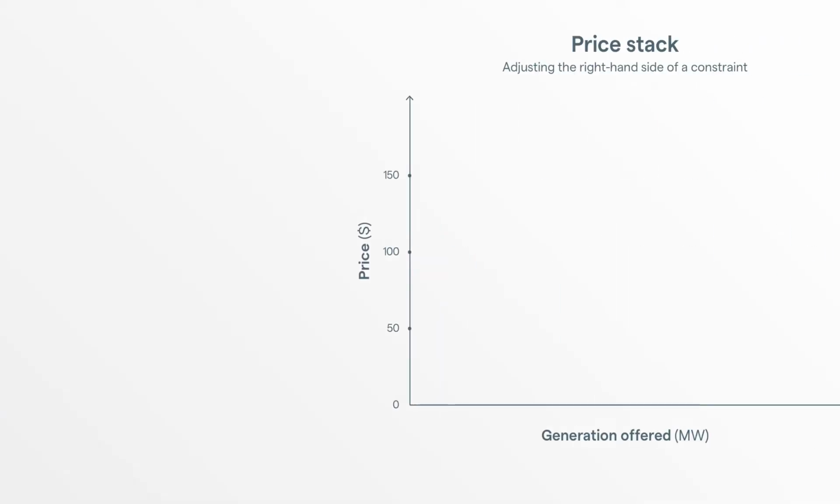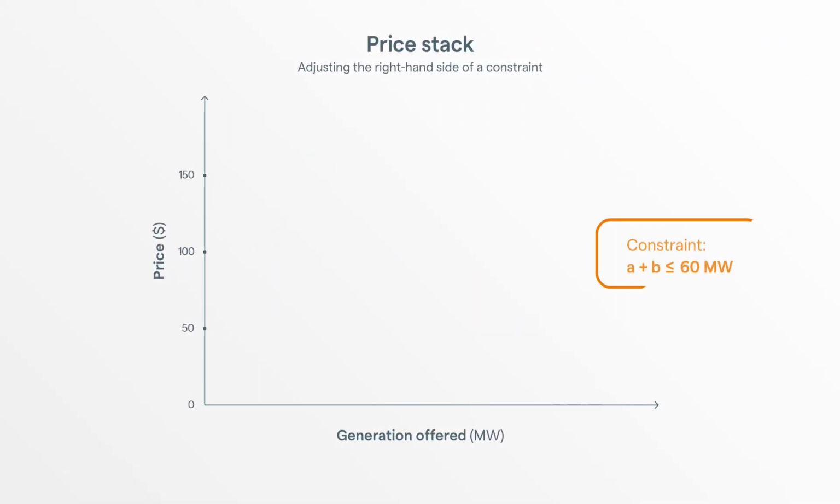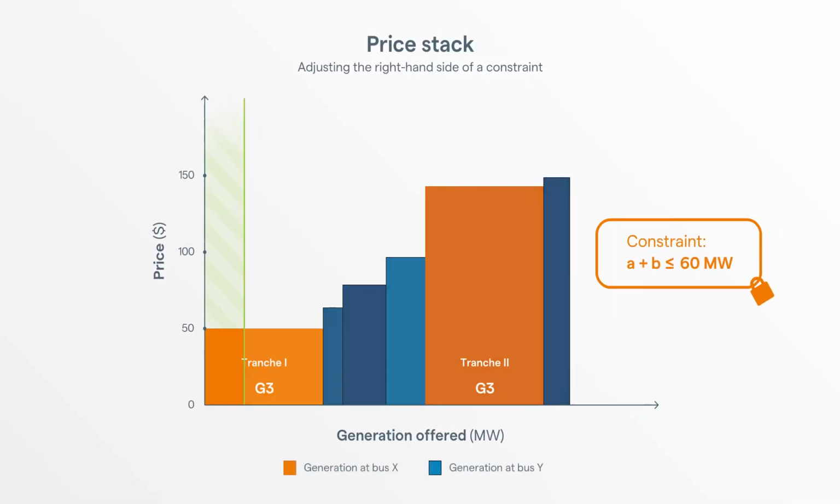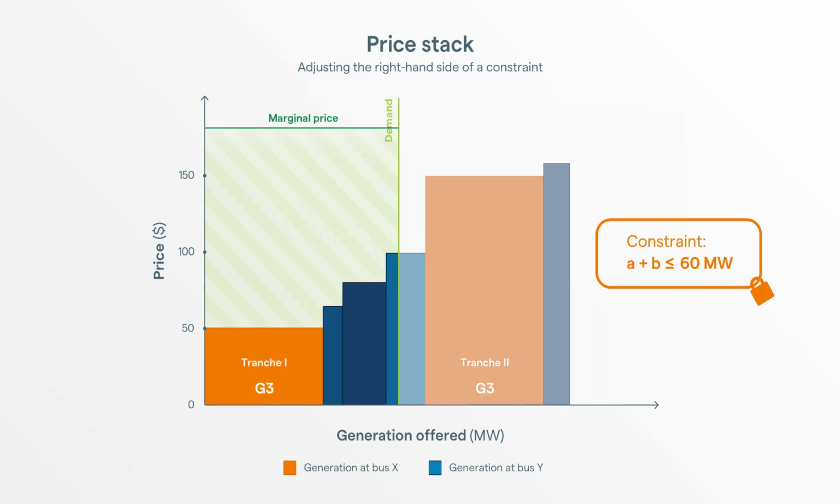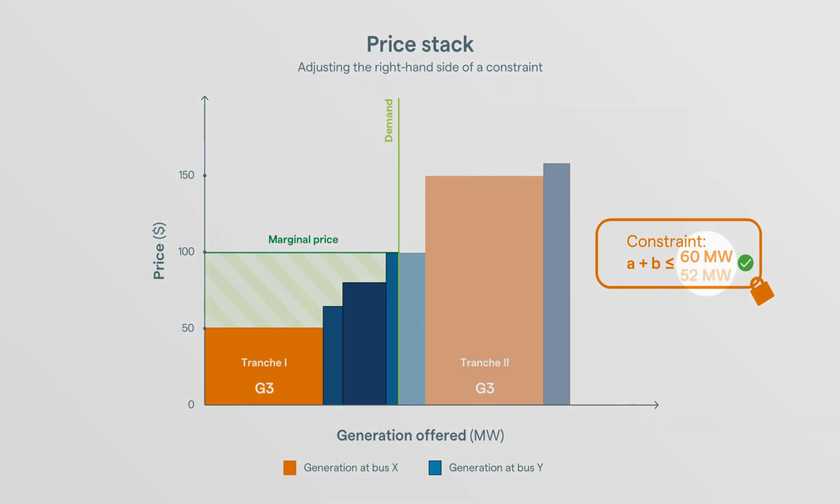Let's look at how applying discretion in this scenario can impact the market. The grid is unconstrained and the market is solved for optimal economic dispatch. A discretion is applied to lower the right-hand side of the constraint to 52 megawatts. The grid is now constrained and some high-priced generation is required from the generator at bus X. Not all of this higher-priced generation is required by the market constraint.